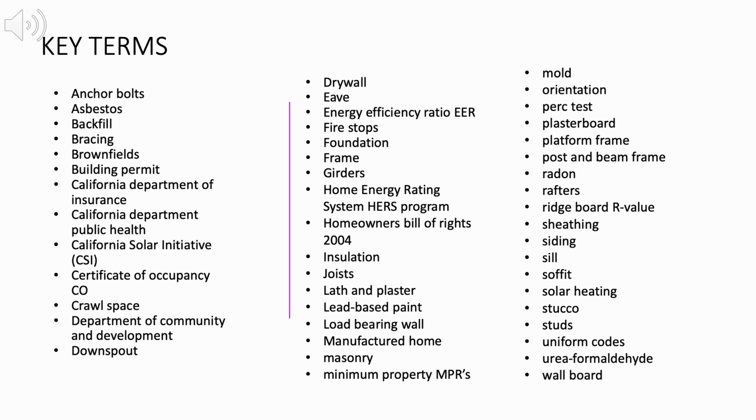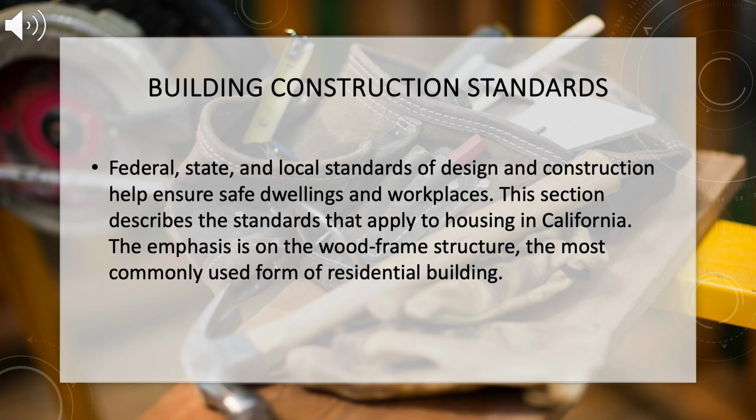insulation, joists, lath and plaster, lead-based paint, load-bearing wall, manufactured home, masonry, minimum property requirements, MPRs, mold, orientation, perk test, plasterboard, platform frame, post and beam frame, radon, rafters, ridge board, R value, sheathing, siding, sill, soffit, solar heating, stucco, studs, uniform codes, urea formaldehyde, wallboard, building construction standards.